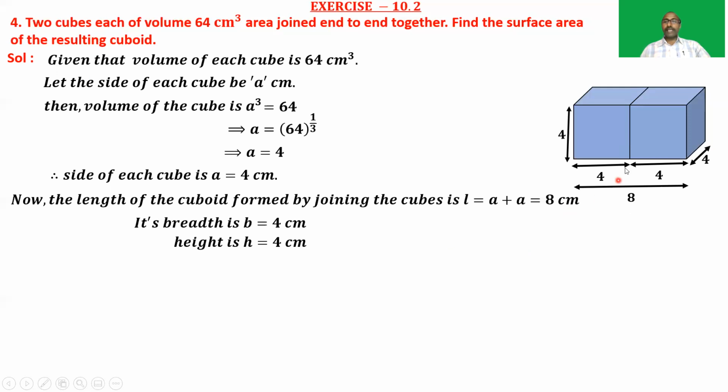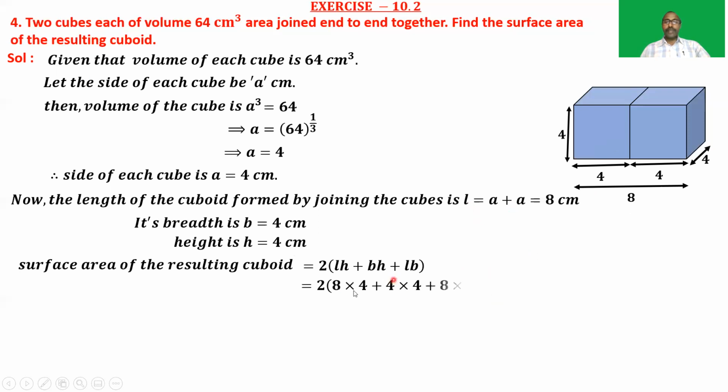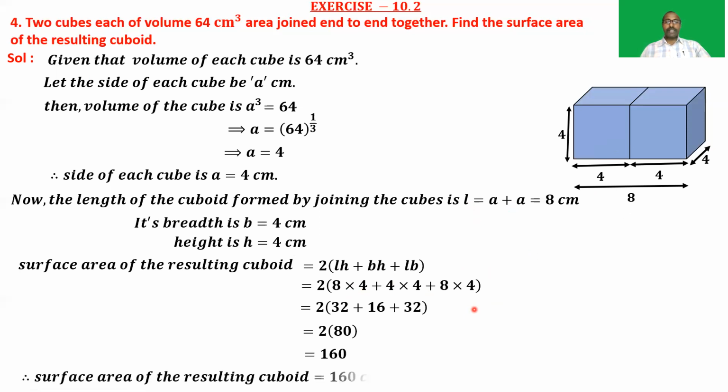Now the surface area of this cuboid is 2 into (LH plus BH plus LB). By substituting the values of L, B, and H, we get 2 into (8 into 4 plus 4 into 4 plus 8 into 4), and after simplification we get 160 centimeter square. So the total surface area of the resulting cuboid is 160 centimeter square. Okay. So take the next one.